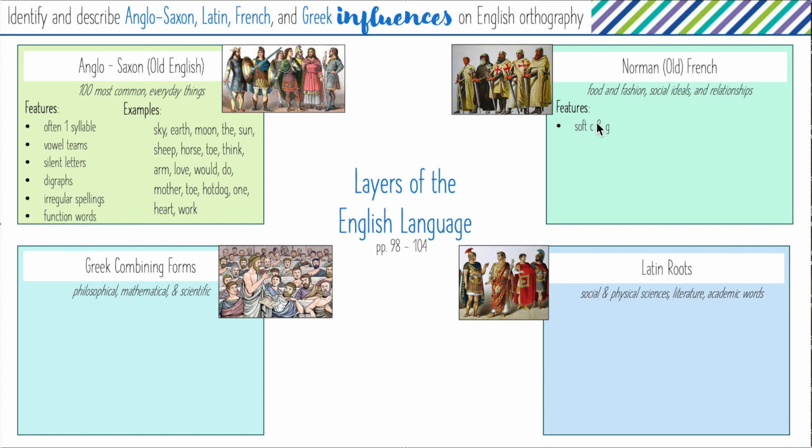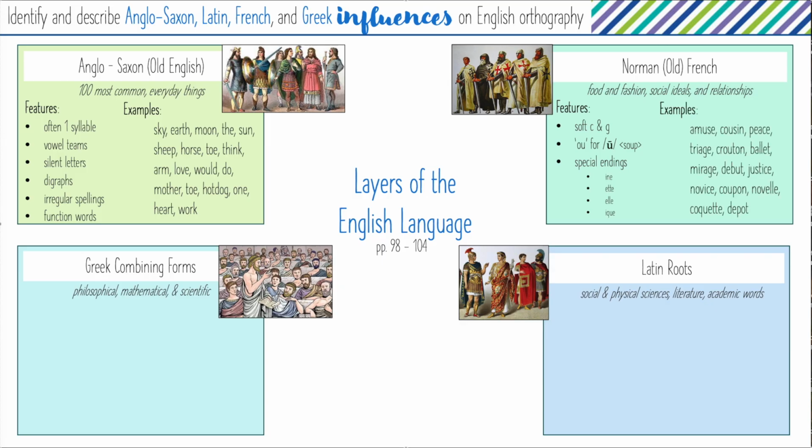You're going to end up with some features such as the soft C and G are French. You're going to have a spelling of OU to represent the U in soup. So that's where that one comes up. Even though it's rare, it doesn't occur a lot. That's where that spelling occurs or shows up, is because of the French. And then special endings like et, el, ik, ein, like unique, etiquette. Those are all coming from the French influence.